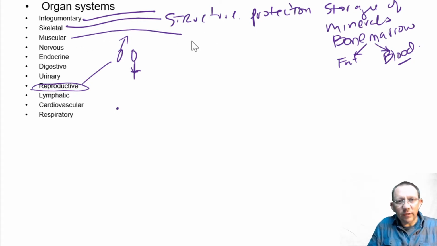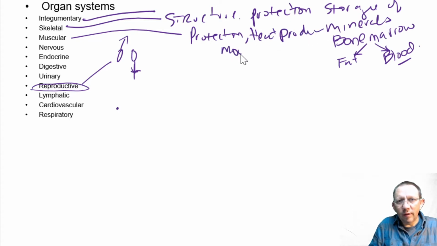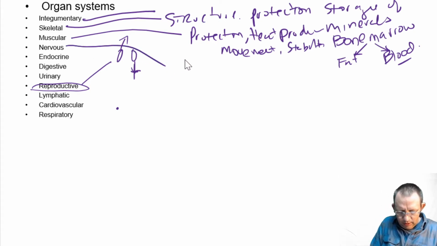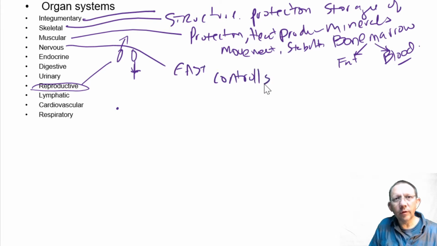Muscular system obviously is the muscles, and that one helps us by protection, okay, it gets us away. Heat production, movement, and stability. Stability being like you can stand still, right? You can still stand up. Nervous system is a controller. It's the fast version. Fast controls, well, whatever, and coordinates.